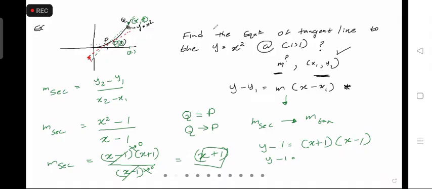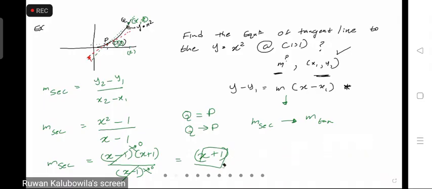This is not the final answer for the problem. I will delete a little bit, because we have to do something more, right? But I explained how to give the answer. If you know the gradient, you can write down the equation for the tangent line. But here you can see m secant is x plus 1. So this one is like that.